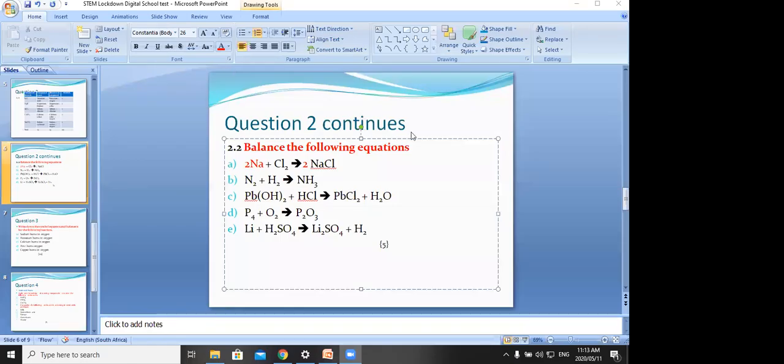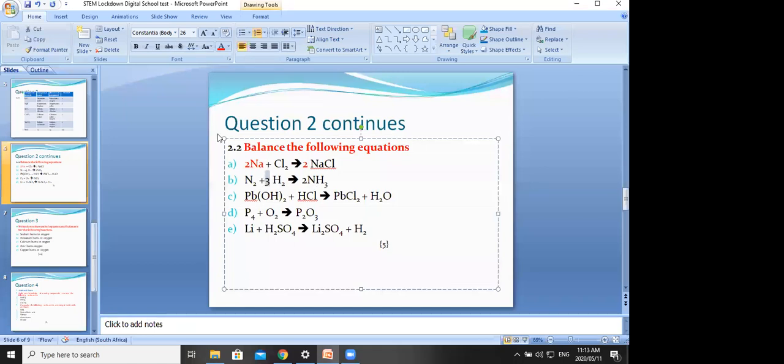Hello. Yes, sir. Okay, can you see my screen? Yes. Okay, so B, nitrogen reacting with hydrogen to give us ammonia. Is the equation balanced? No, sir. So we have 2 nitrogens on the left and 1 on the right. So we're going to put a coefficient what there? A coefficient 2. And then now we've got 2 nitrogens and 6 hydrogens. So we're going to put a coefficient 3 here.